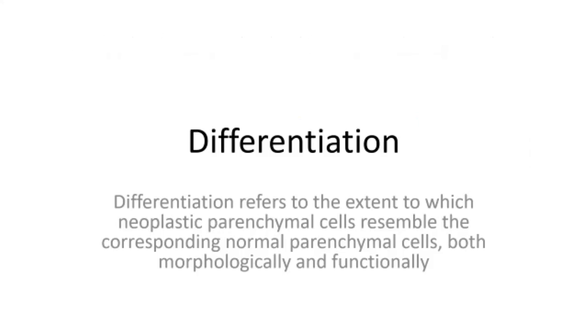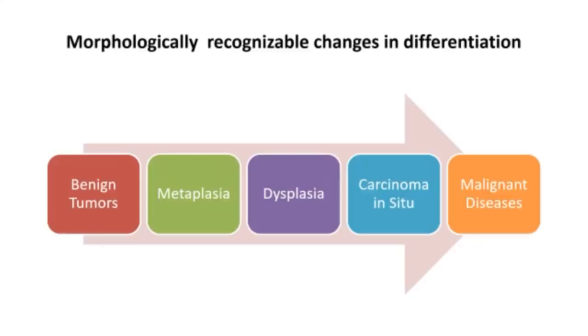What is differentiation? Differentiation refers to the extent to which the neoplastic parenchymal cells resemble the corresponding normal parenchymal cells, morphologically and functionally. So differentiation helps us say whether a particular tumor is malignant or not. Based upon the degree of differentiation, though it's not seen in all cancers, we can say whether this tumor is malignant or benign. So what are the different kinds of differentiation?